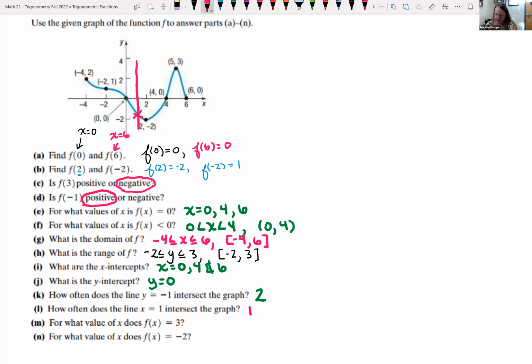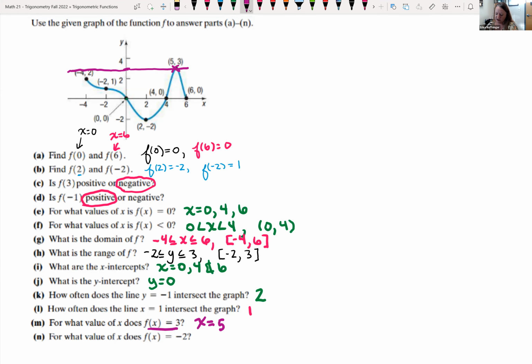For what values of x does f of x equals 3? So kind of what we had just done with the horizontal line, let's look at it at y. F of x equals 3 is when y is equal to 3. So I want to find all of the x values that give me y equals 3. So if I look at where y equals 3 is, and I drew a horizontal line, notice that there's only one spot in here. And that is x equals 5. So when x is 5, y is 3.